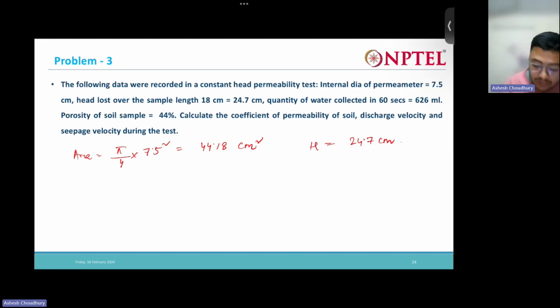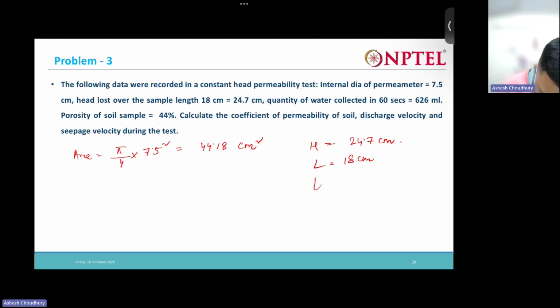Okay, so sorry, this 24.7 is the head loss, not the length. The length is 18 centimeter. This 24.7 centimeter is nothing but the constant head that you are maintaining across the sample. The length of the sample, or the height of the sample, is 18 centimeter.